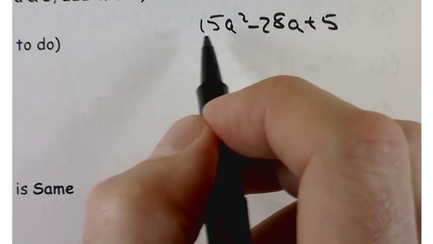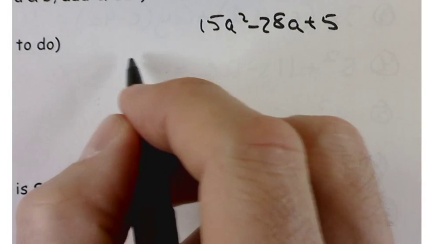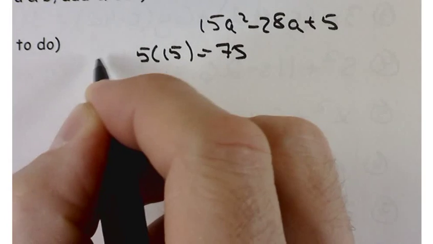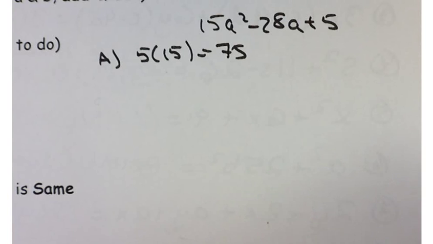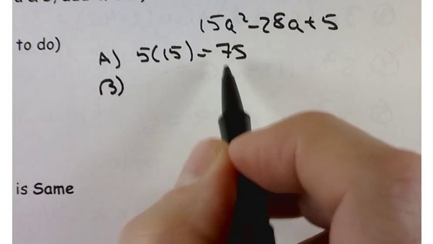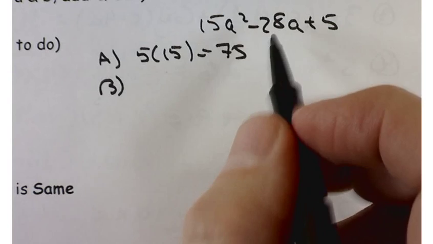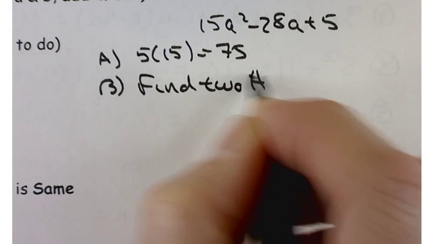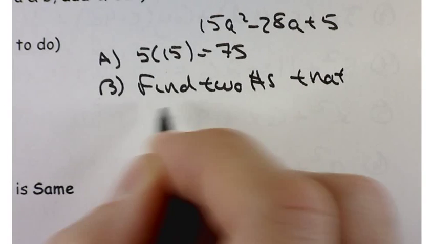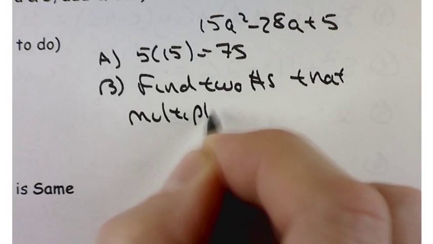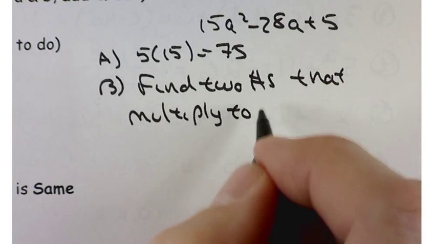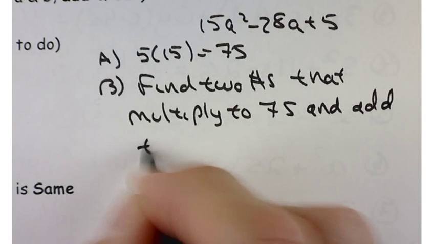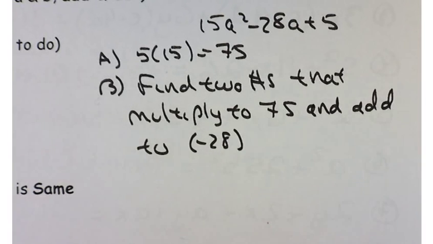Outside numbers, 5 times 15 is 75. That's our first step. Second step is find two numbers that multiply to this and add to this. So find two numbers that multiply to 75 and add to negative 28. So let's understand where those numbers are coming from.